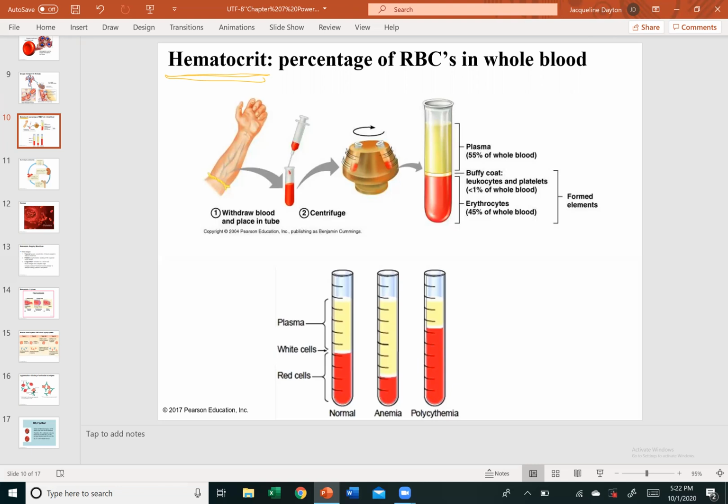All right, so about 55% of the whole blood is the liquid medium, the plasma. Less than 1% of the blood is made up of white blood cells and platelets, and then the remaining is the red blood cells, the erythrocytes, okay? So your normal hematocrit, or percentage of red blood cells, is anywhere between 44 to 45%. All right. And this is dependent on whether you're a male or a female.